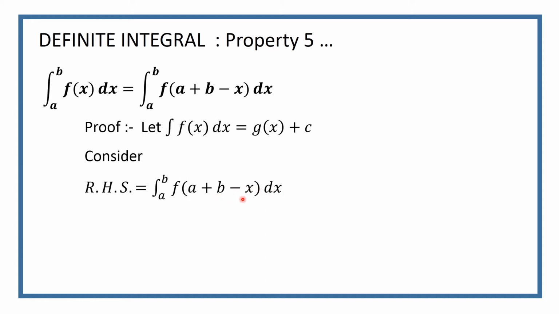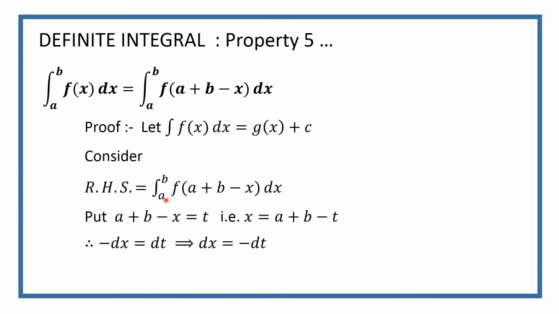Okay, so we'll substitute over here the bracket as t. So put a plus b minus x is equal to t. So from this, can we take the value of x? Yes, that is x equal to a plus b minus t. So whenever we substitute, we have to change the limits also. So first we'll differentiate. So minus dx is equal to dt, which implies dx is equal to minus dt. As I told you earlier, whenever we substitute, then we have to change the limits also. So as x tends to a, then t will tend to b, and if we substitute x is equal to b, then t tends to a. So our limits will change.